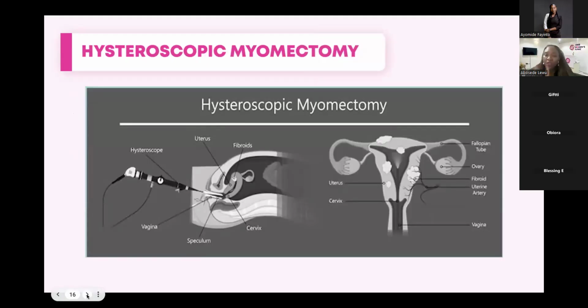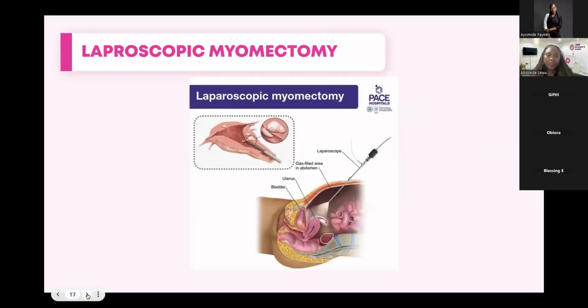So these are pictures to show them. This is an example of a hysteroscopic one. Let's think about this again: the location of the fibroids. This is the hysteroscope that is put in through the vagina to remove fibroids that are close to the lining of the womb. Those are the ones that are amenable to it.